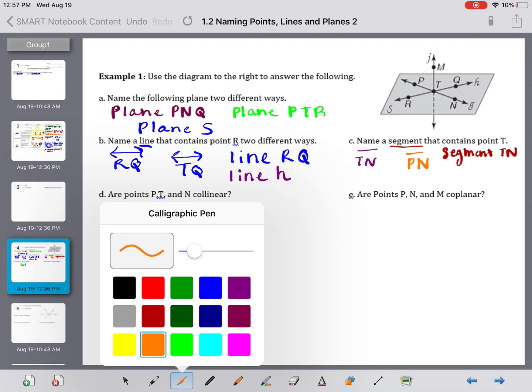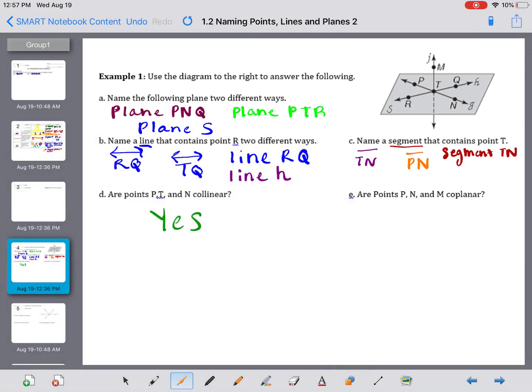Well, if we look, here's P. P is within that plane. It's within that box. It's in the shaded area. N is in the plane. Again, it's in the shaded area. It's within that box. But M is floating up here. M is not in that box. M is not in the shaded area. It's just kind of floating on that line above the plane.